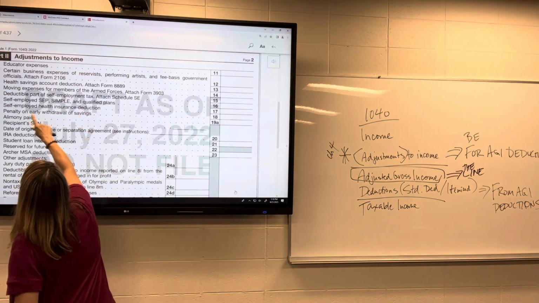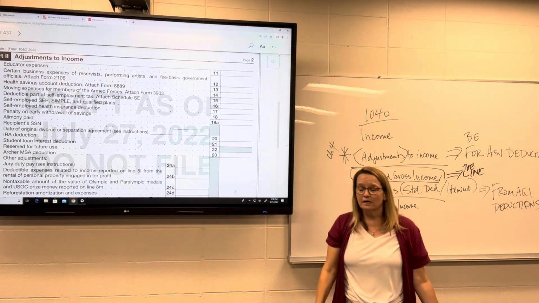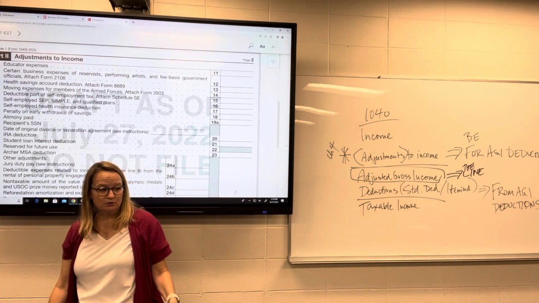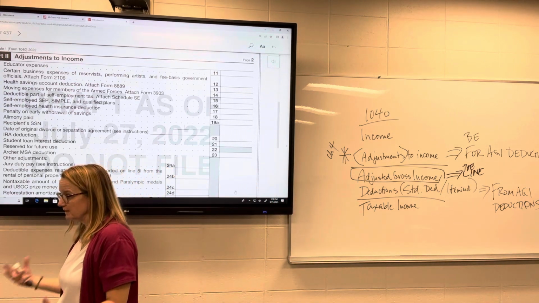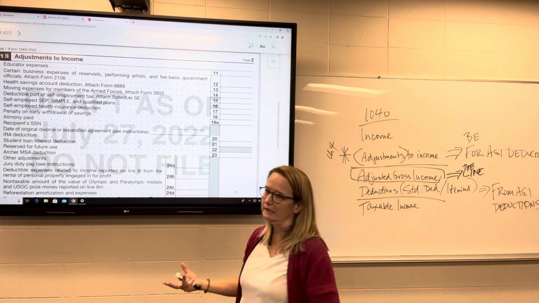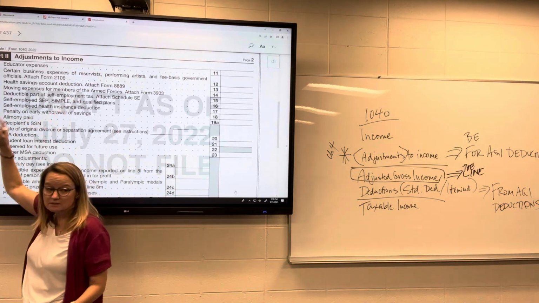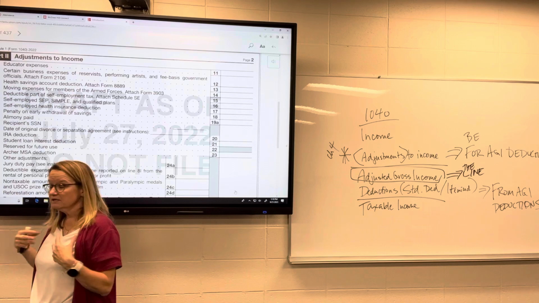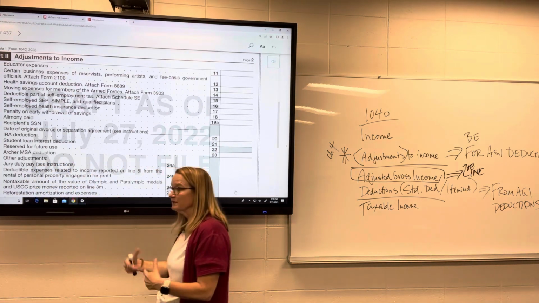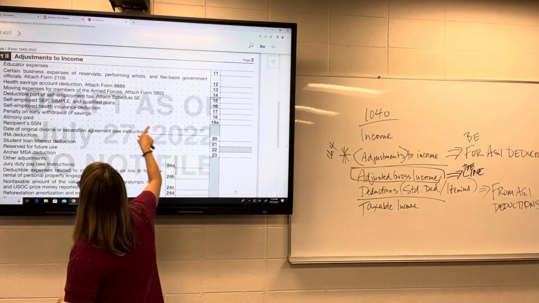Self-employed SEP, SIMPLE, and qualified plans, we don't talk about those specifically in this class. There is actually a chapter about retirement plans in your book. We don't cover it though because we've got so many other things to cover. I had to pick and choose what we're not going to look at. That was one of them, but these are retirement plans, amounts that the individual contributes to outside of their employment, separate from any employment that they may have.